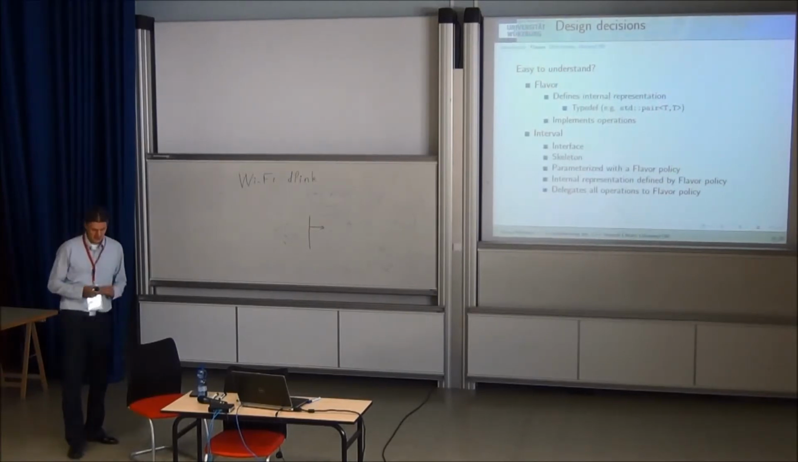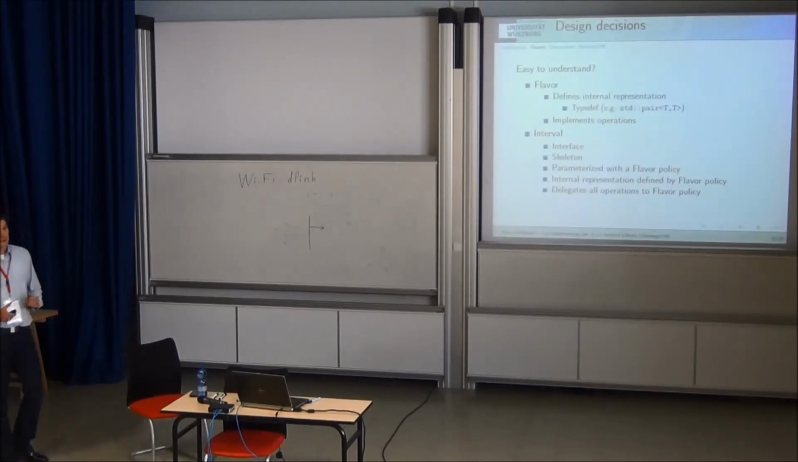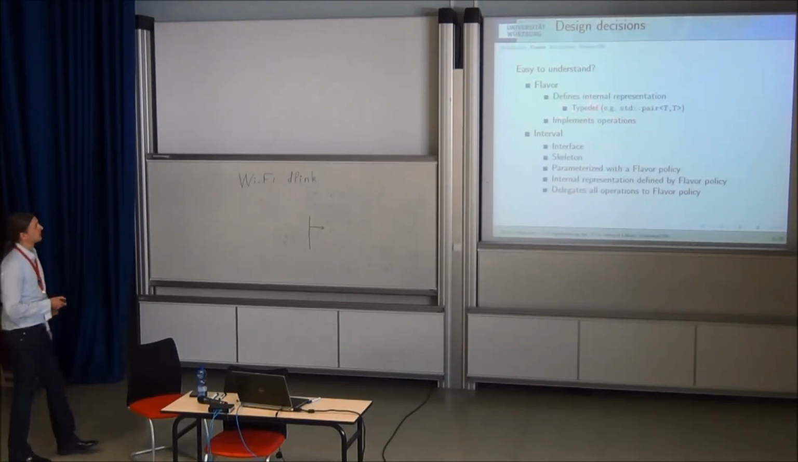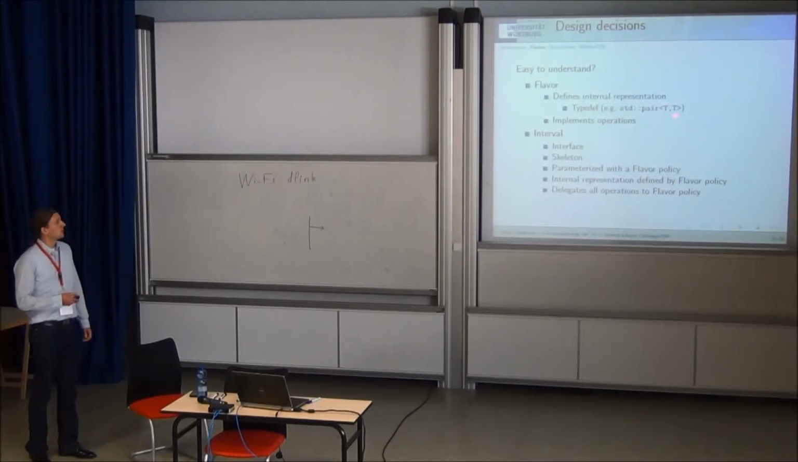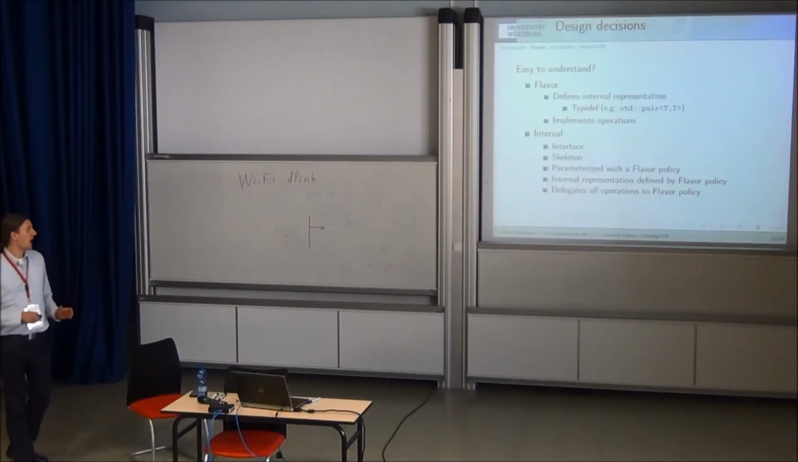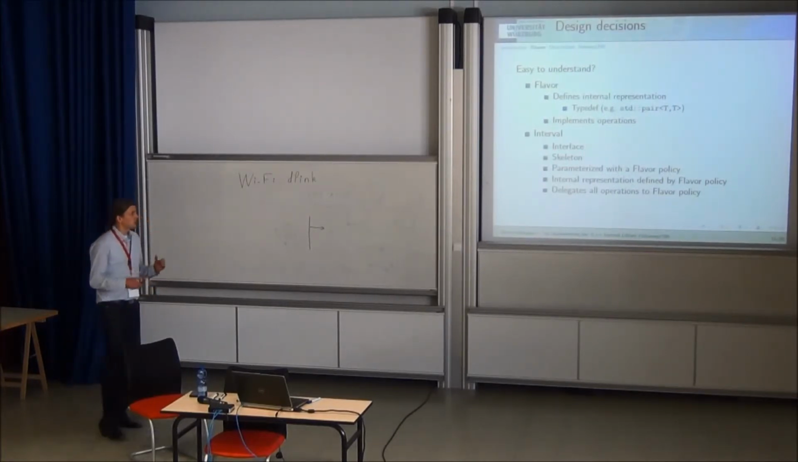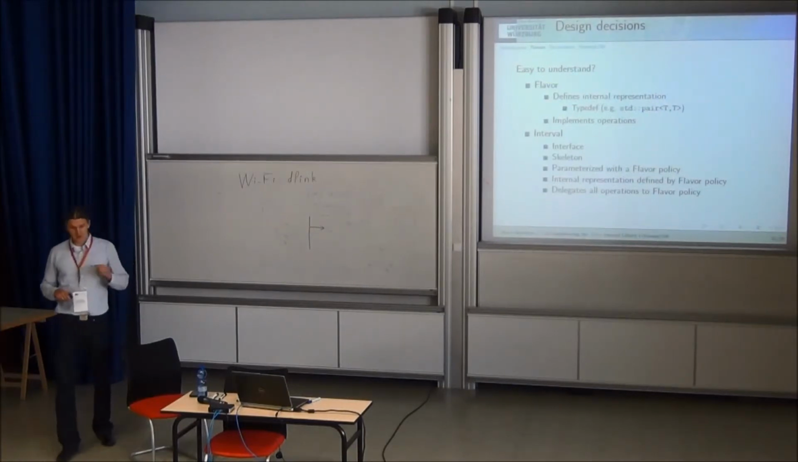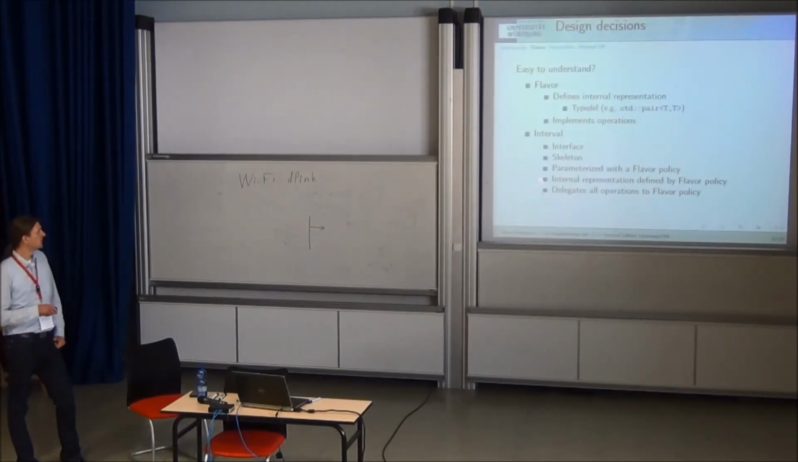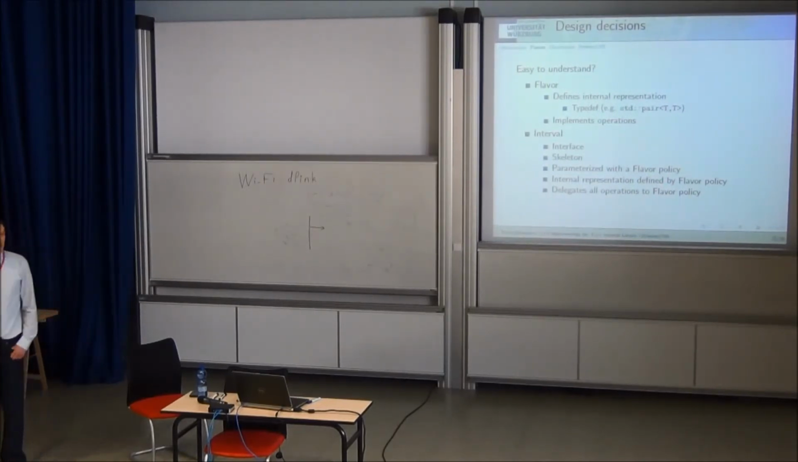Another thing is our library is divided into two parts. On the one side we have flavors, and the flavors are responsible for the internal representation, which is done by a typedef. For example, we use std::pair, which is parameterized with T and T, and it implements all operations. And the interval itself only specifies the interface, and it is a skeleton which is parameterized with a flavor policy. And then the interval class uses this internal representation by the flavor and delegates all operations to the flavor policy by using the internal representation.